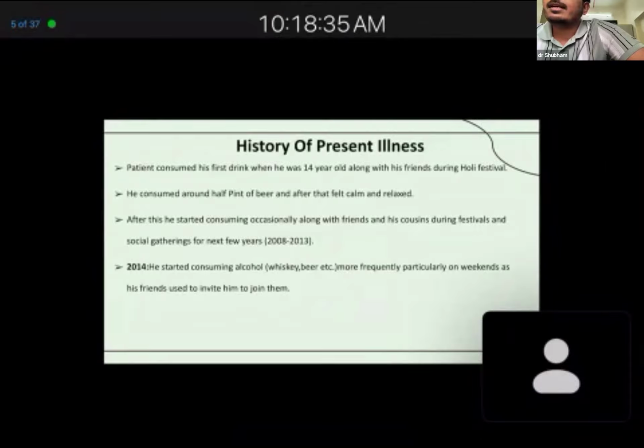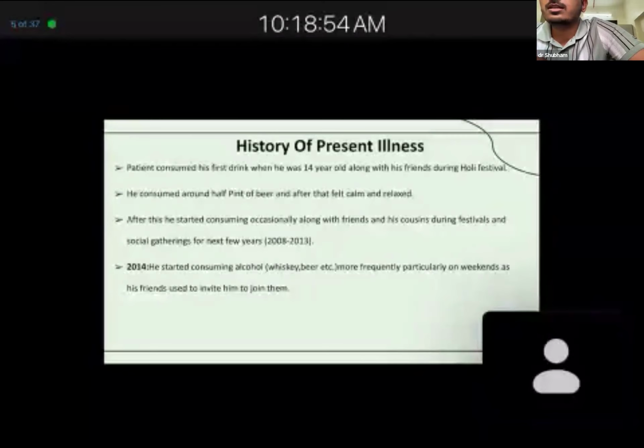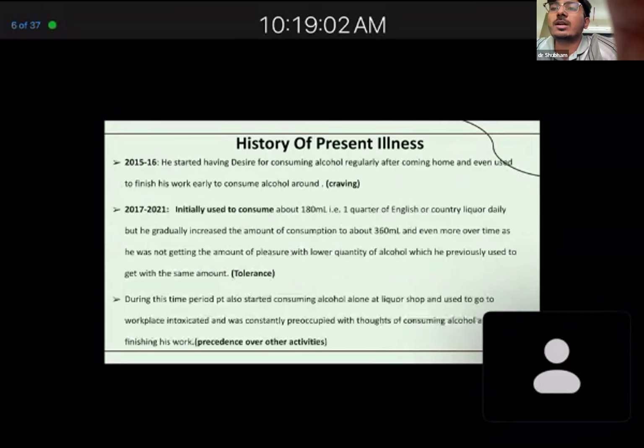With history of presenting illness, the patient consumed his first drink when he was 14 years old, along with his friends during Holi festival. He consumed around half a pint of beer and after that felt calm and relaxed. After this, he started consuming occasionally along with friends and his cousins during festivals and social gatherings for the next few years. Then he started consuming alcohol more frequently, particularly on weekends, as his friends used to invite him regularly.